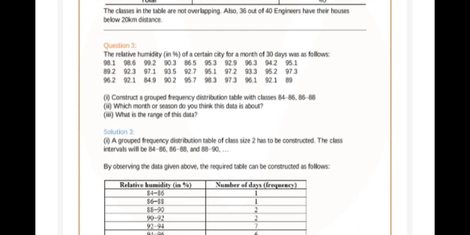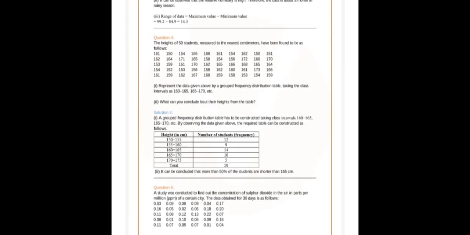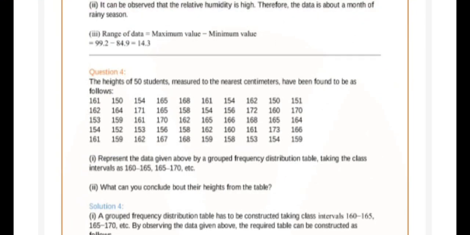Next, here they have given the relative humidity of a certain city, and the question is to construct a grouped frequency distribution with classes 84 to 86, 86 to 88, like this. And which month or season do you think this data is about, and what is the range of the data, we have to tell. The number of days you have to see in this table: in 30 days, how many are in 84 to 86, 1, and the total is 30. Like this you have to write.